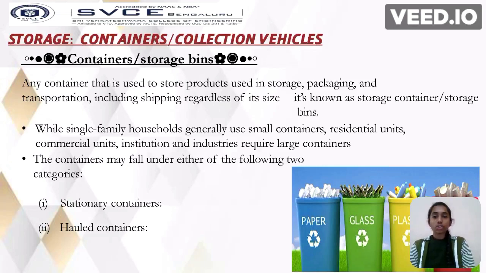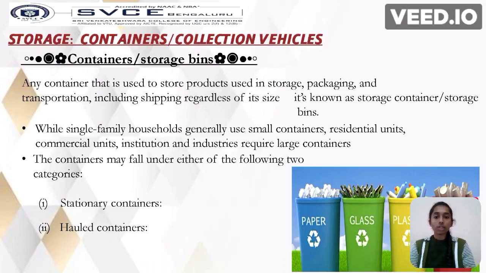Next, containers and collection vehicles. First, containers or storage bins. Any container that is used to store products used in storage, packaging, and transportation, including shipping, regardless of its size, is known as a storage container or storage bin.